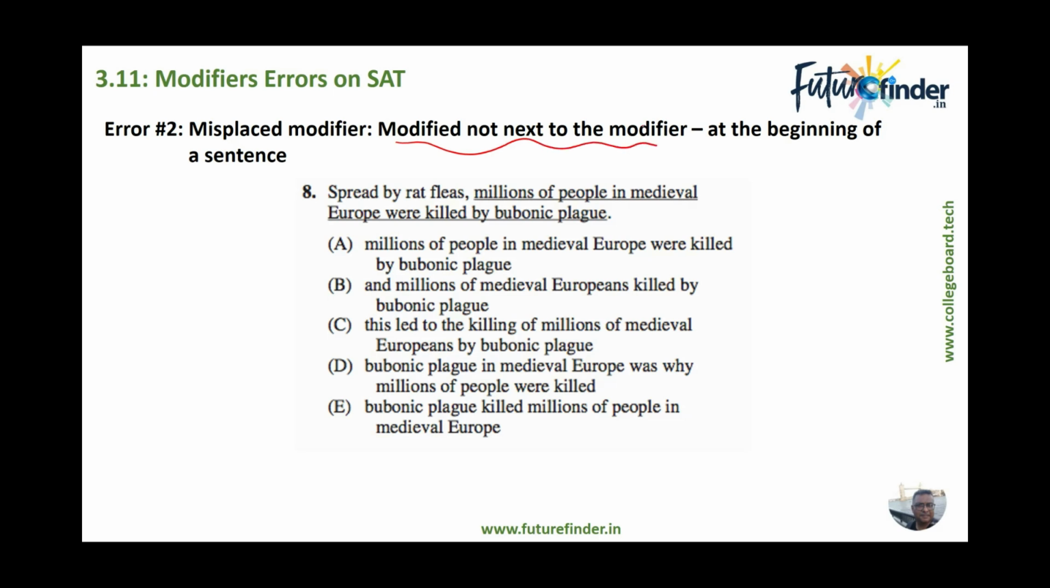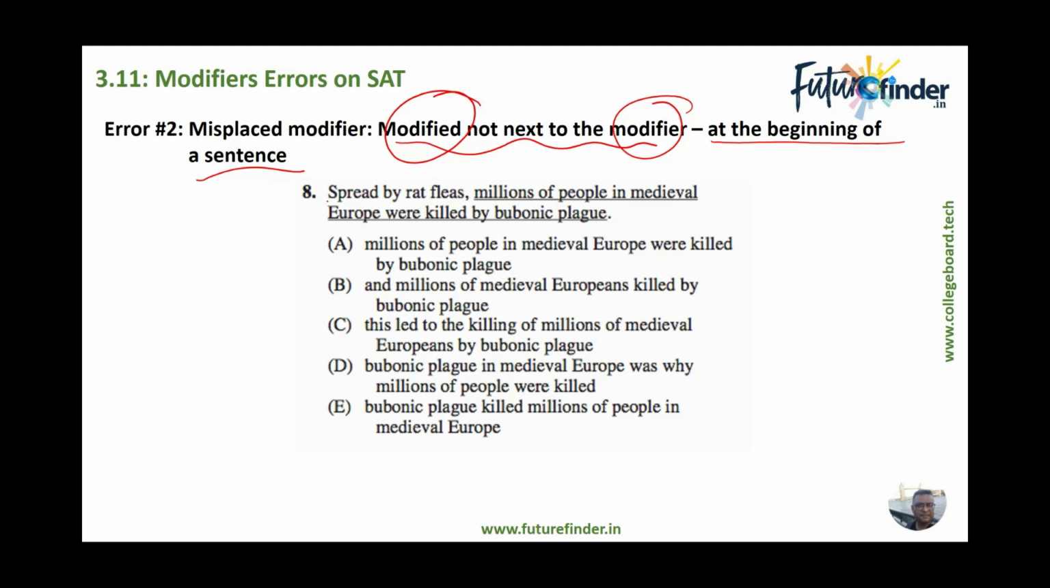The next kind of error that you might encounter on the SAT is the misplaced modifier, wherein the modifier is not next to the modified. So the modifier has to be next to the modified. Right at the beginning of the sentence, you might find this kind of an error. So, spread by rat fleas, millions of people in medieval Europe were killed by bubonic plague.